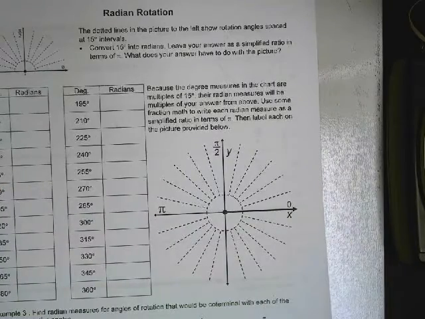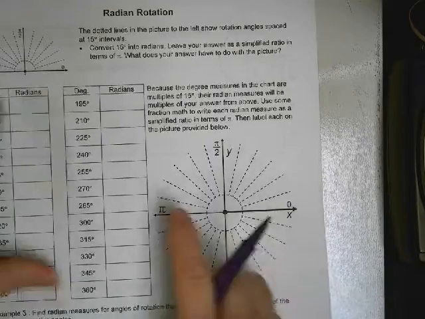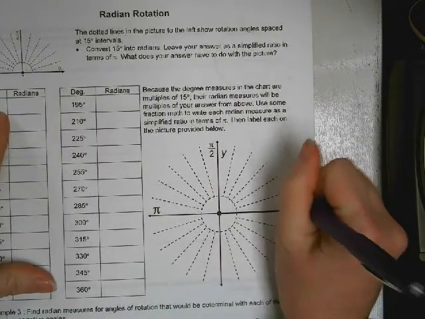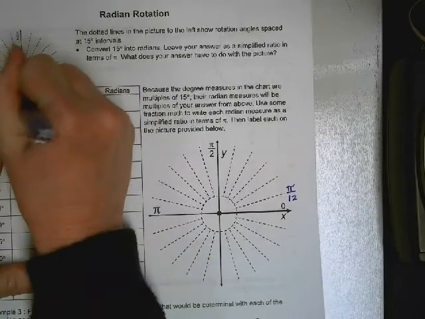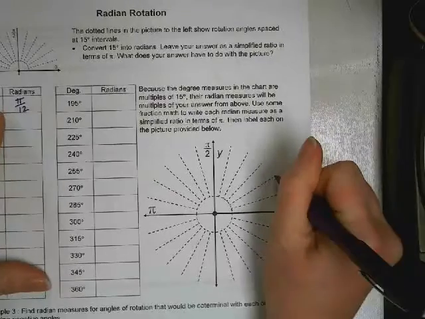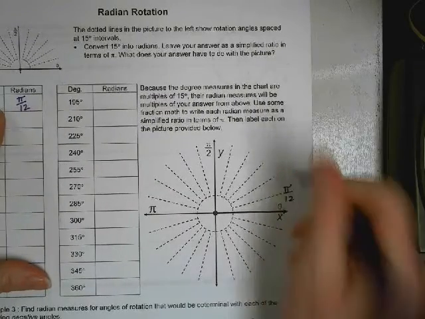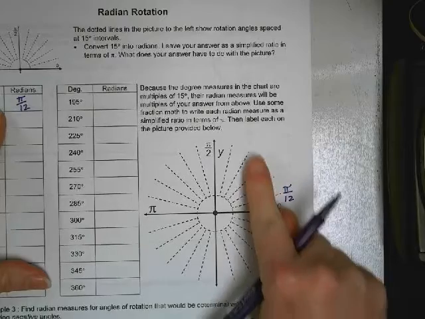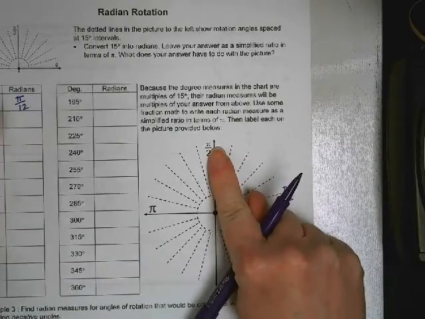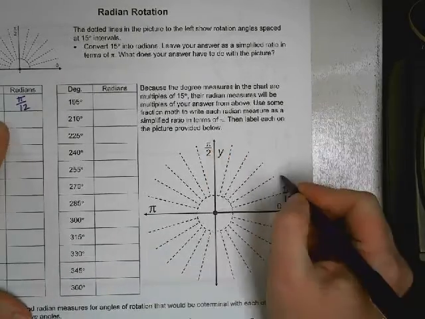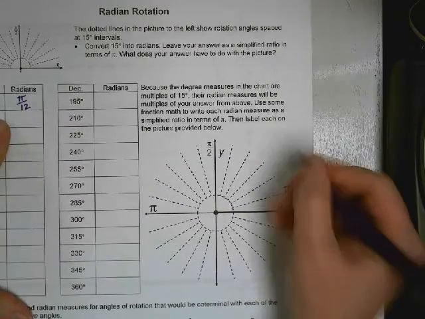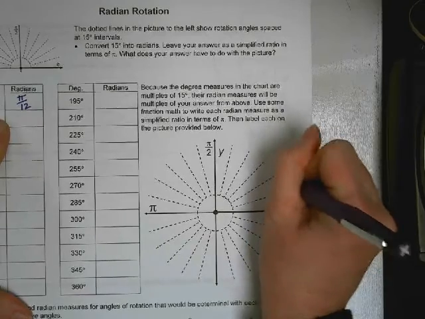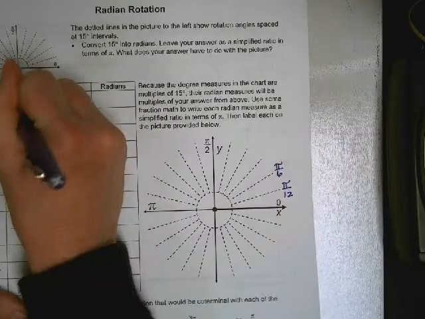What they've done here is divide pi into 12 equal pieces. So 180 divided by 12 is 15, and that's also pi over 12 because it's divided into 12 pieces. So this is pi over 12. The next one would be 2 pi over 12, which simplifies to pi over 6. So 30 degrees is pi over 6.